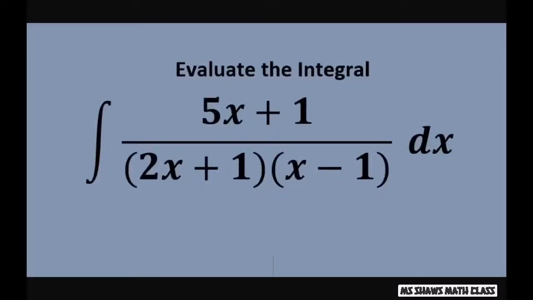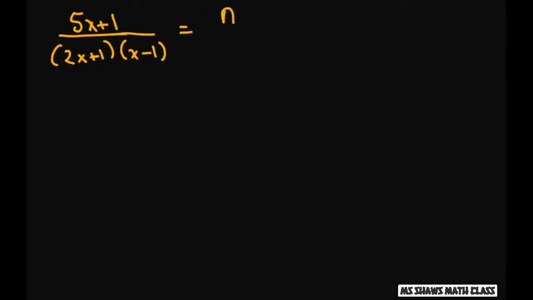Everyone, we're going to evaluate the given integral, and before we start we're going to use partial fraction decomposition to help us do this. So we can write (5x plus 1) divided by (2x plus 1) times (x minus 1). We want to decompose this fraction to make it easier to integrate. These are both linear factors in the denominator, so you have a divided by 2x plus 1 plus b divided by x minus 1.